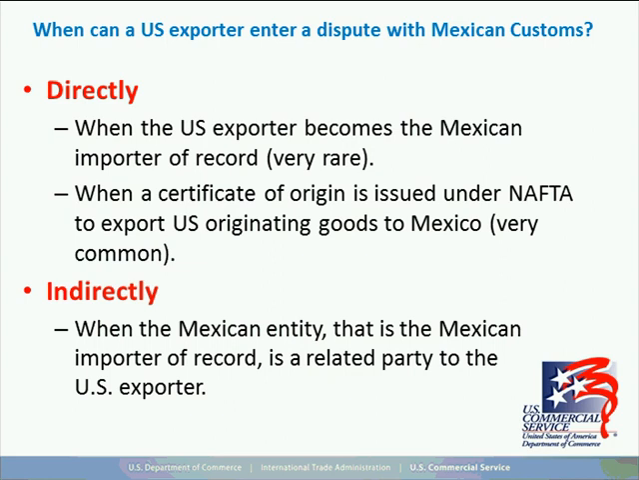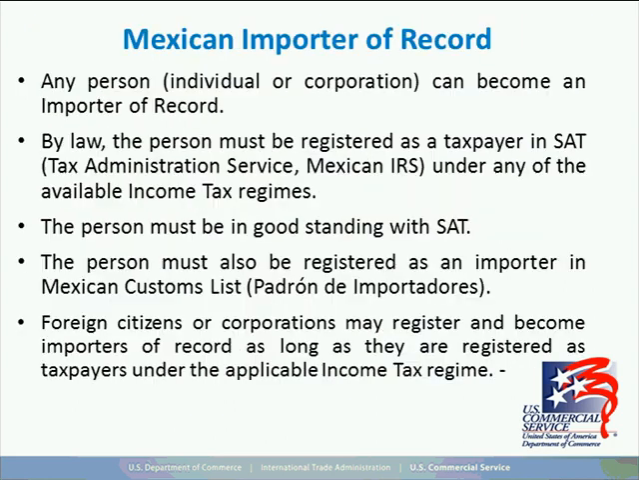Also, a U.S. exporter can enter in dispute with Mexican customs indirectly when the Mexican entity, that is the Mexican importer of record, is a related party to the U.S. exporter. So, passing to the next slide, who is a Mexican importer of record? Any individual or corporation can become an importer of record. And according to the Mexican customs law, the importer of record will be liable for the payment of all applicable import duties and for the compliance of non-tariff barriers.